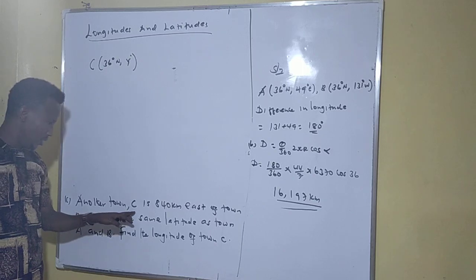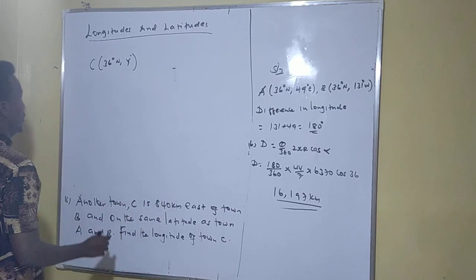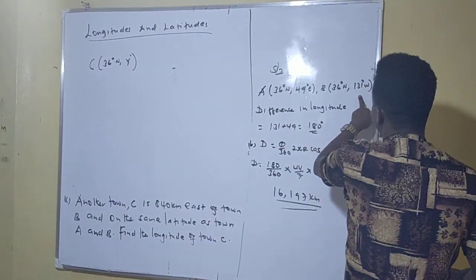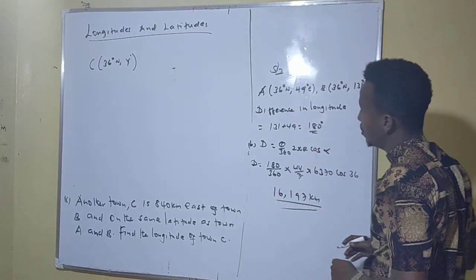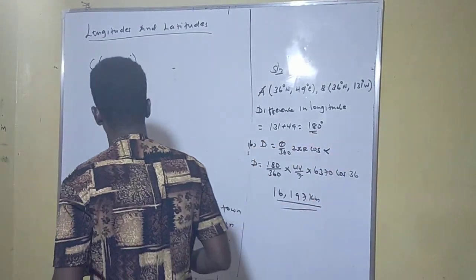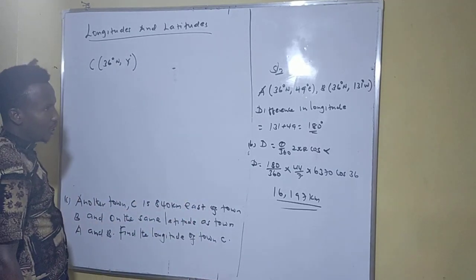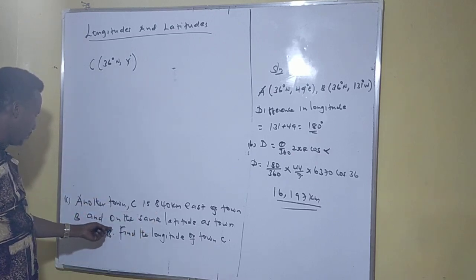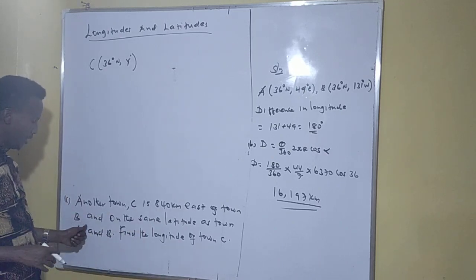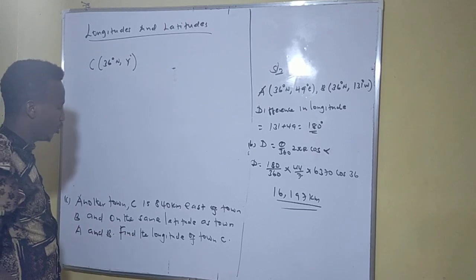You're told another town C is 840 kilometers east of town B. Remember, east of town B means it is nearer to the Greenwich or prime meridian as compared to town B. So this town is to the east of town B, and on the same latitude as town A and town B. That's why I've written here 6 degrees. Find the longitude of town C.